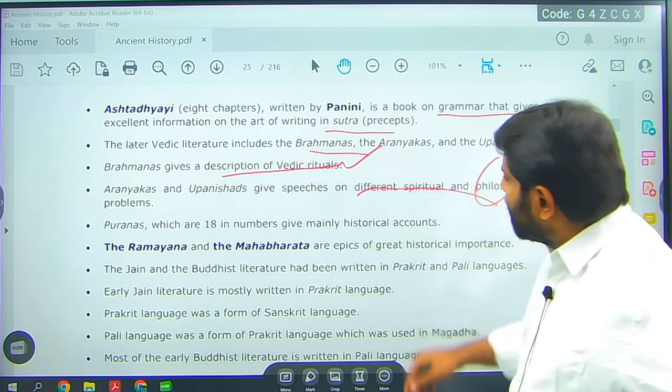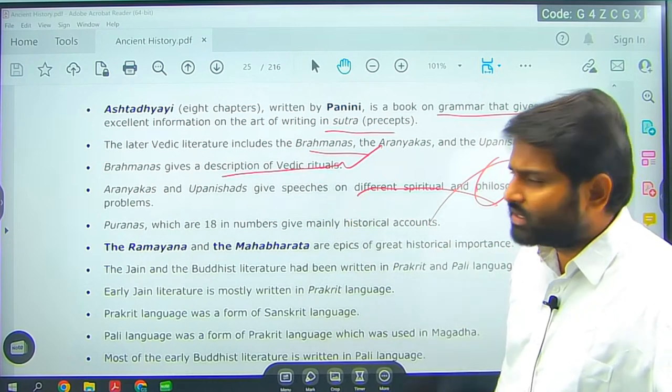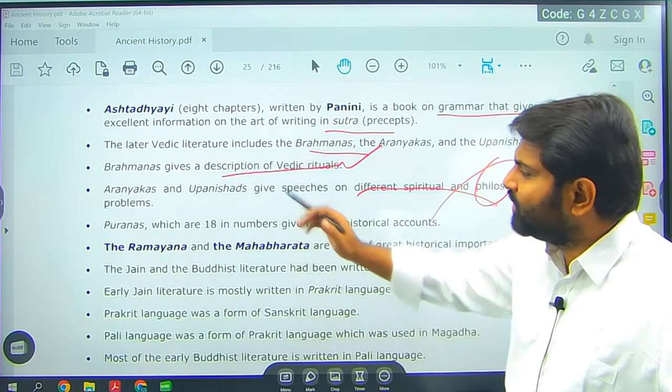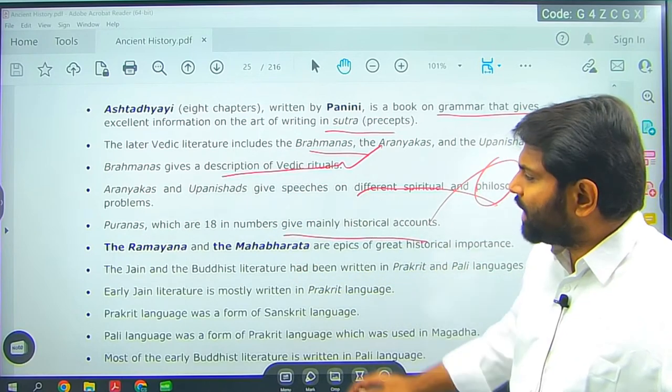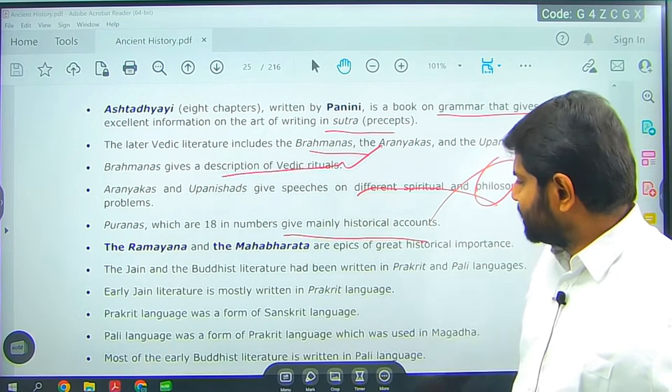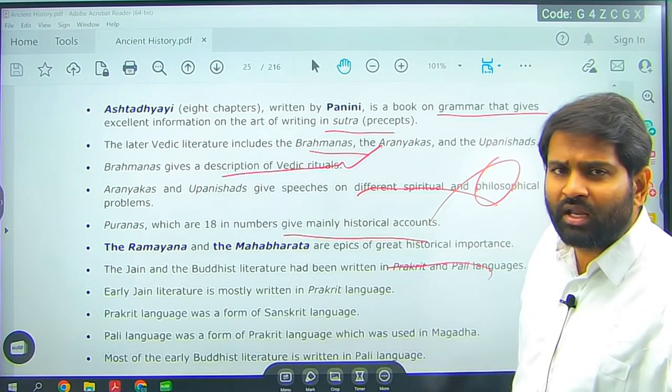If you have a question, ask the guru. He will answer. It is a question and answer mode normally in Upanishad. Puranas, which are 18 in number, mainly give historical accounts. The Ramayana and Mahabharata are epics of greatest historical importance.